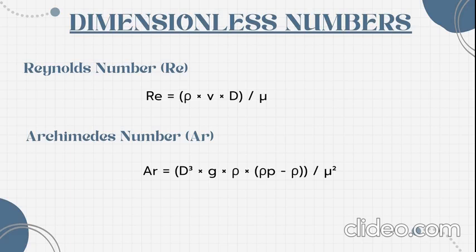The second number is the Archimedes number. So, this compares gravity to viscous force, and from the relationship, we can write Archimedes number is equal to cube of the diameter times gravitational acceleration times density of the fluid multiplied by density of the particle minus the density of the fluid, and the whole divided by viscosity square. So this number helps us calculate the terminal velocity. If the density of the particle is higher than the fluid, then the particle sinks, and if the density of the particle is lower than the fluid, the particle rises.